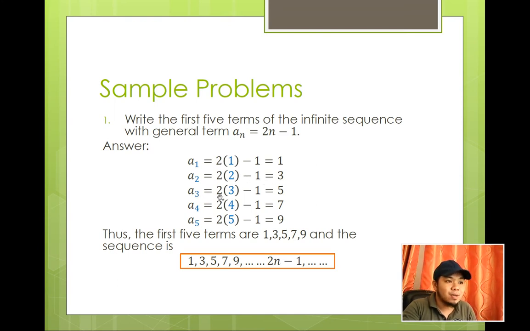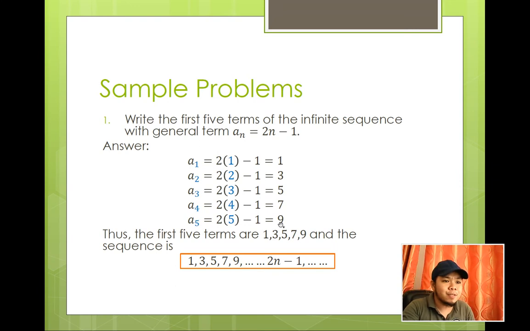a cubed equals to 2 times 3 minus, a cube, sorry. a sub 3 is equal to 2 times 3, 6 minus 1 equals to 5. a sub 4 is equal to 2 times 4 minus 1 is equal to 7. 2 times 4, 8 minus 1, 7. Then, a sub 5 is equal to 2 times 5, 10 minus 1 equals to 9.